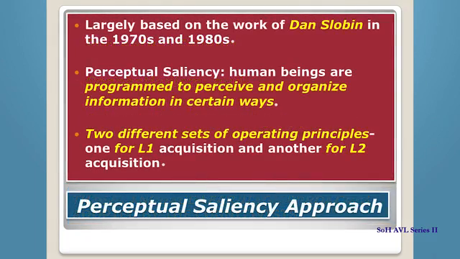The perceptual saliency approach. This approach is largely based on the work of Dan Slobin in the 1970s and 1980s, culminating with the publication of a two-volume cross-linguistic study of child language development in 1985. He argues that the similarity in linguistic development across children and across languages is due to the fact that human beings are programmed to perceive and organize information in certain ways. It is this perceptual saliency which drives the learning process rather than an innate language-specific module. He has devised, added to, and refined over the years a number of operating principles which guide children in their processing of the linguistic strings they encounter. His operating principles have been adapted to second language learning by Andersen.